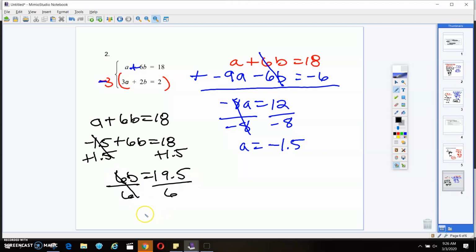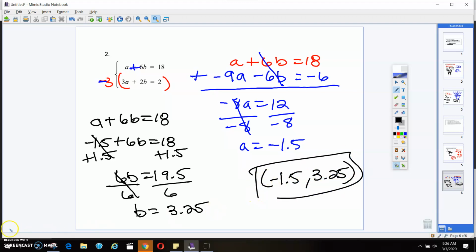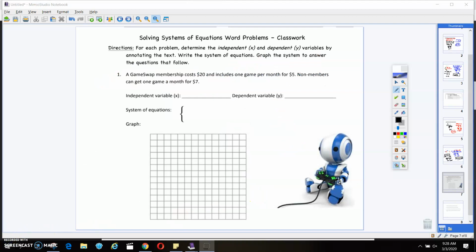Okay, so then we're going to divide by 6 on both sides, and b is going to equal 3.25. So as our final answer, remember, we're going to put this in alphabetical order. Okay, and that's going to give us negative 1.5, comma 3.25. Gucci. So there's elimination, there's substitution, and now there's graphing.